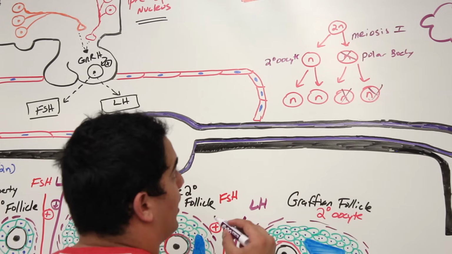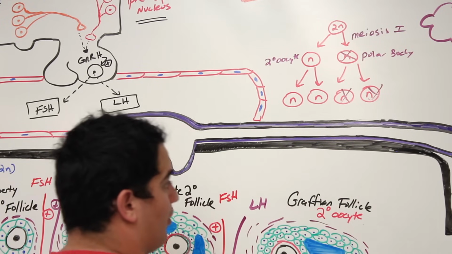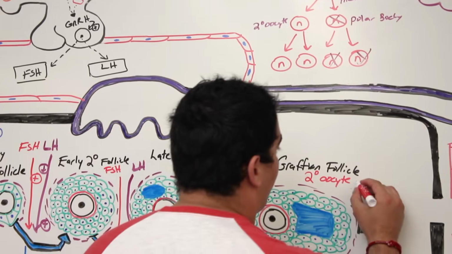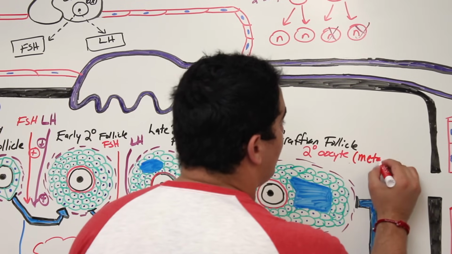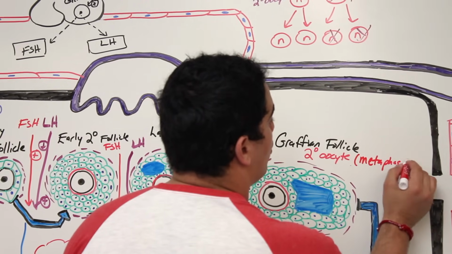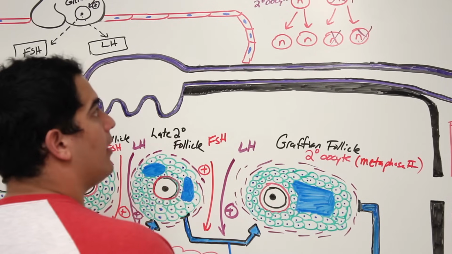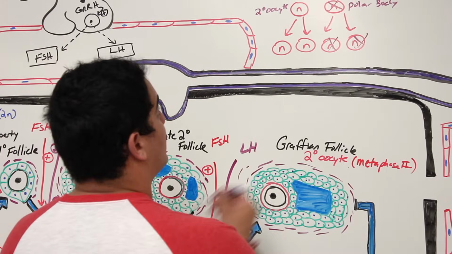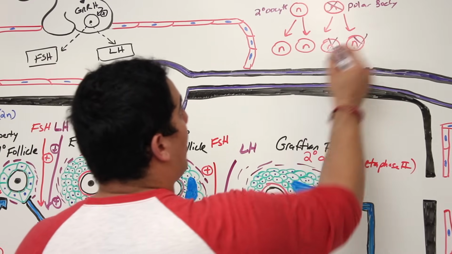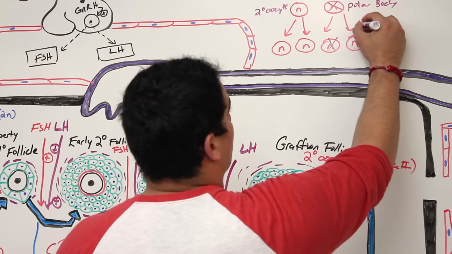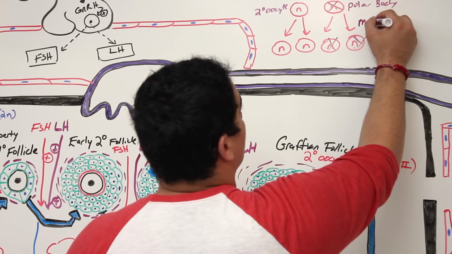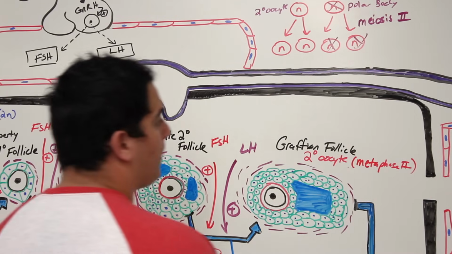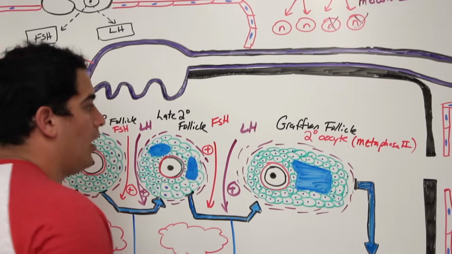But it doesn't finish it. It gets stuck in metaphase 2. So this Graafian follicle is a secondary oocyte frozen in metaphase 2. Okay? So we're at that point right now. What was this second step here? This second step, when you're going from these 2 haploids to 4 haploids, is called meiosis 2. All right? So we're at that point now.